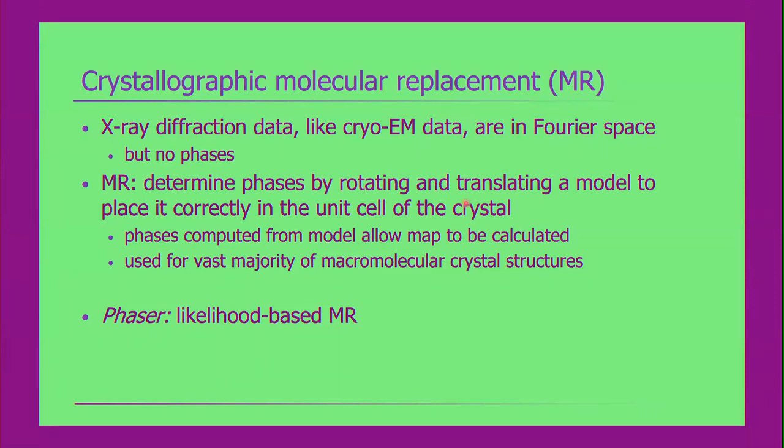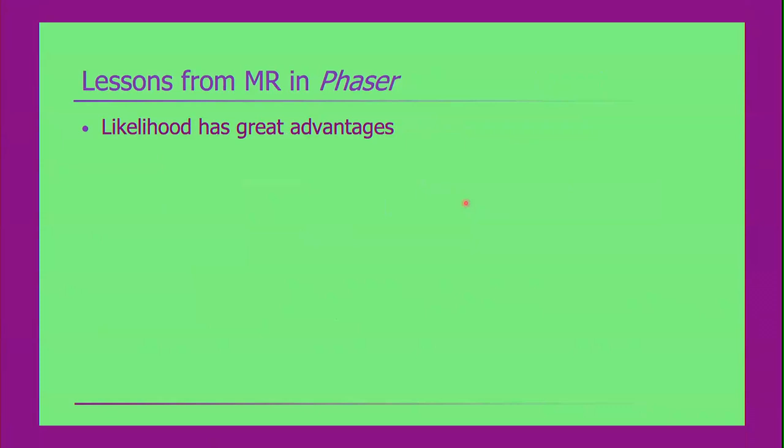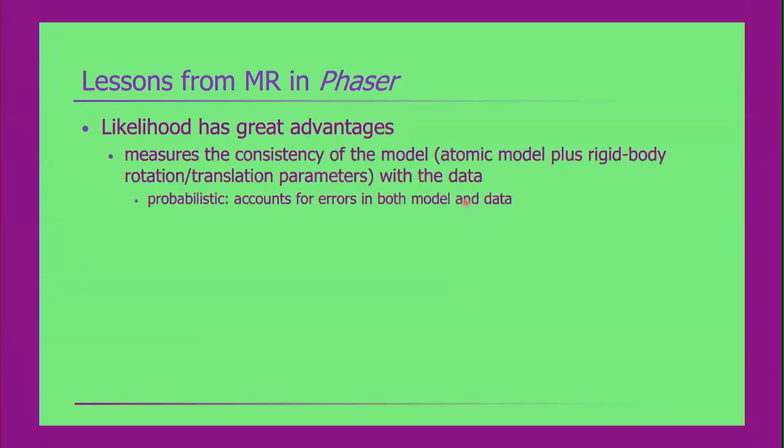And so we were interested in seeing what lessons that we learned in developing Phaser could be applied to cryo-EM docking. Well, the first one is that actually likelihood is a really good choice. It has some really big advantages. Now, likelihood is a probabilistic measure. We're saying, what's the probability that I would measure this data set given my model? If your model is good, the probability will be high. And because it's probabilistic, it accounts for all of the sources of errors if you do it properly. So there's the errors in your data and errors in your model.